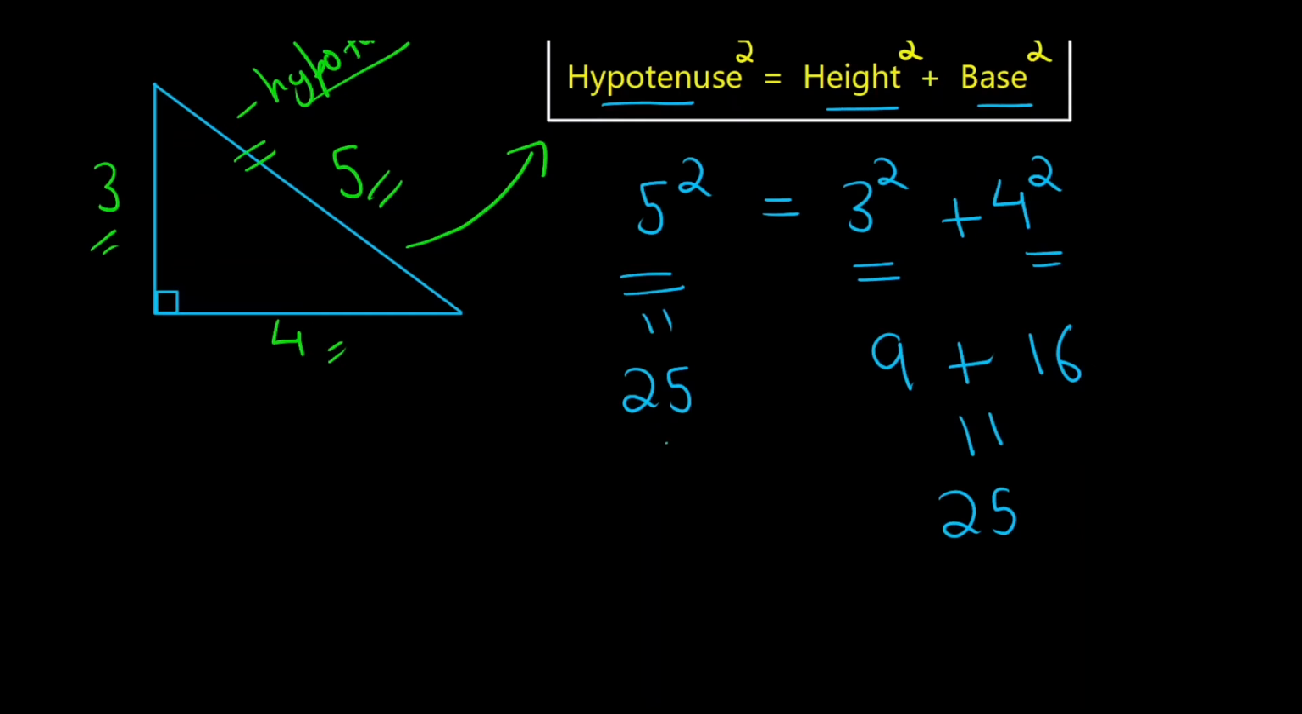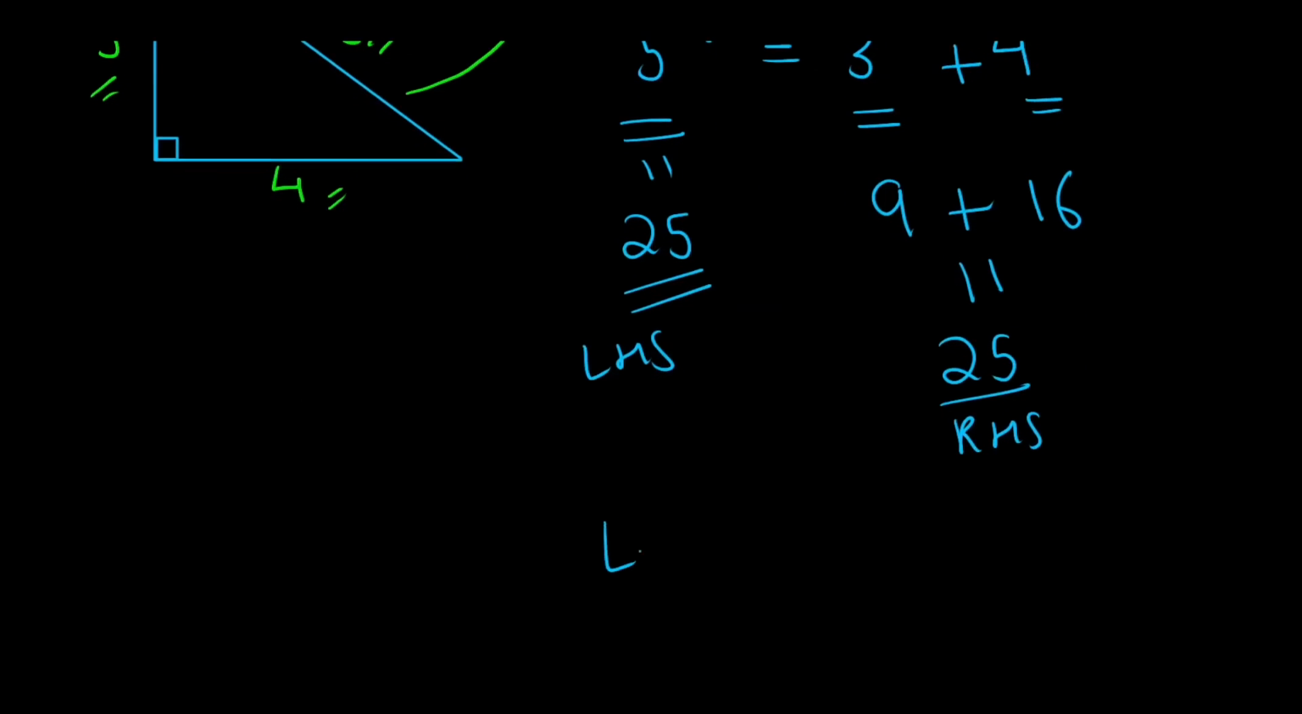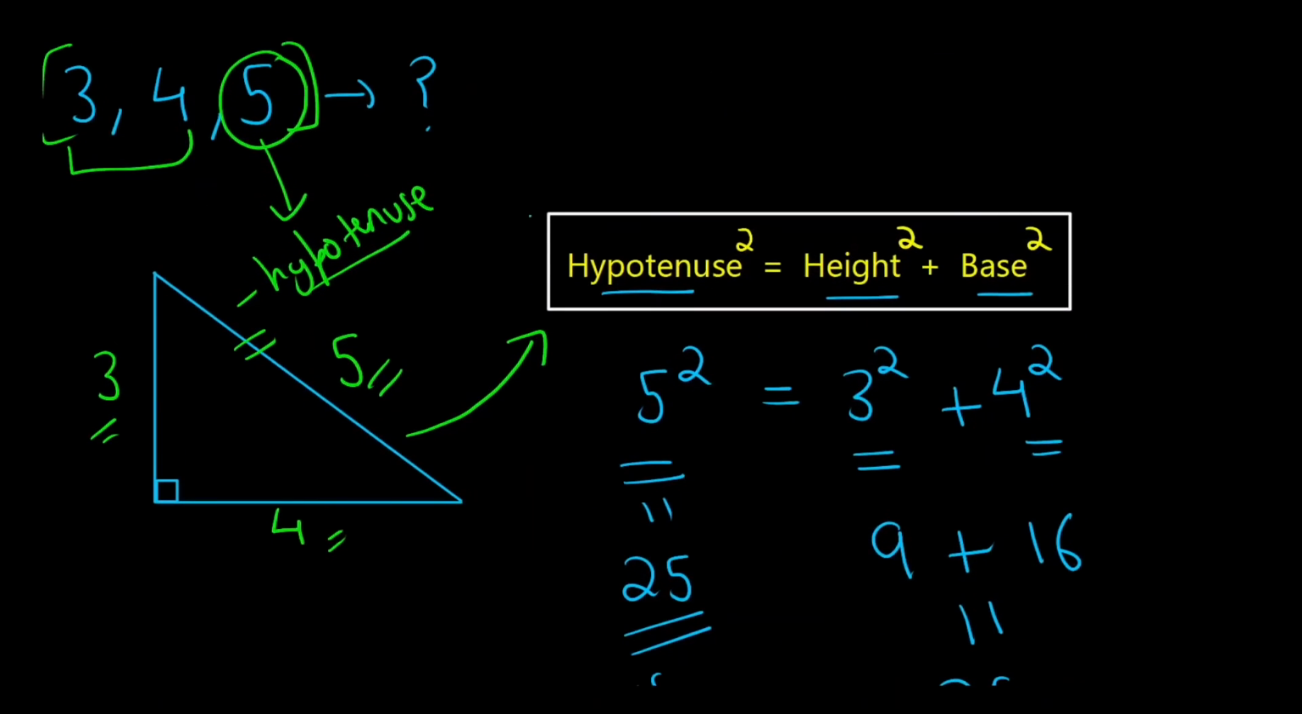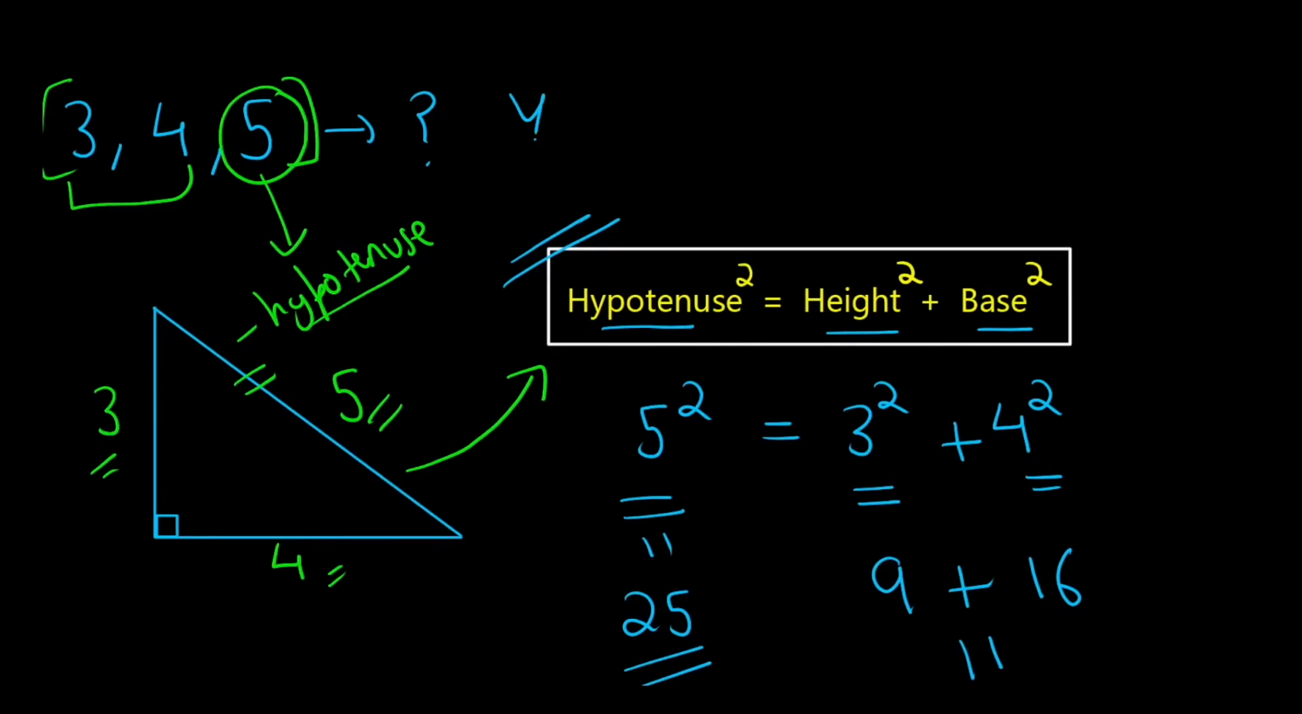Now my friend, the left hand side, which is this part, and the right hand side, which is this part. The left hand side is equal to the right hand side. So this means that the Pythagoras theorem is being followed over here. So yes, 3, 4 and 5 are Pythagorean triplets. Great. Now let's move on to the last example for the day.